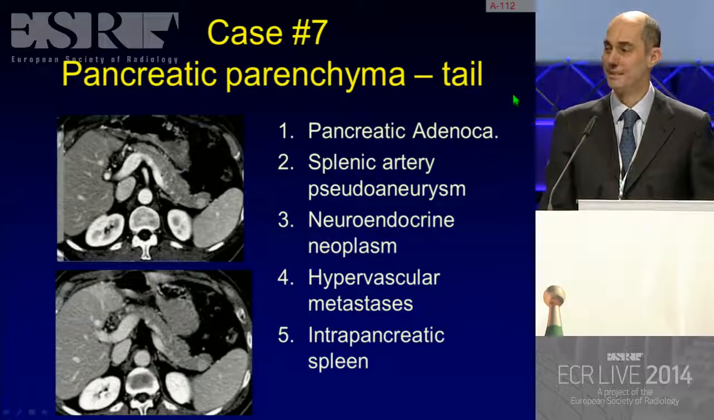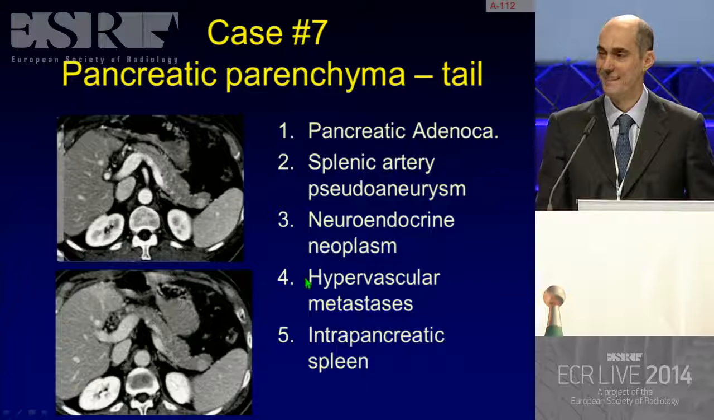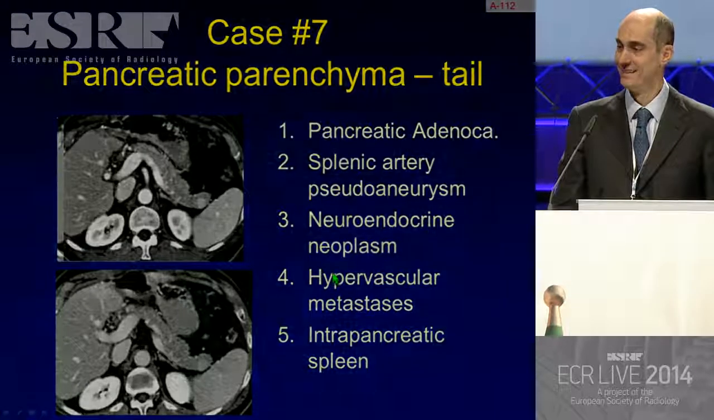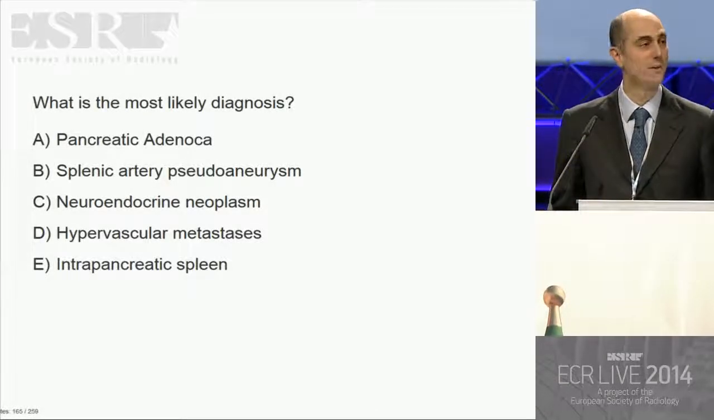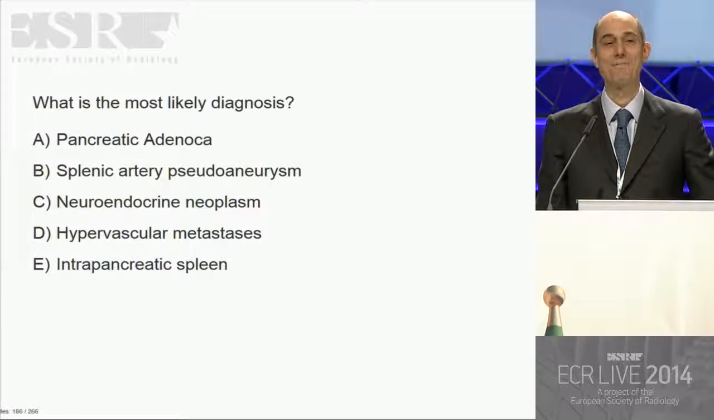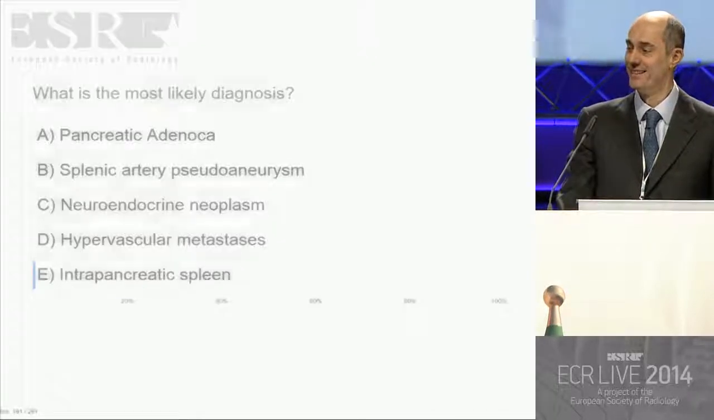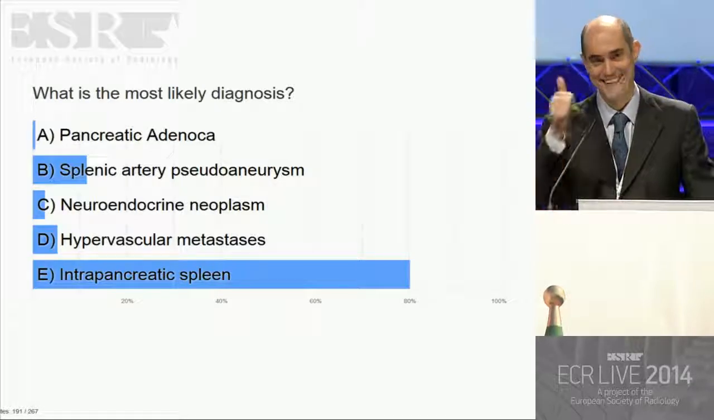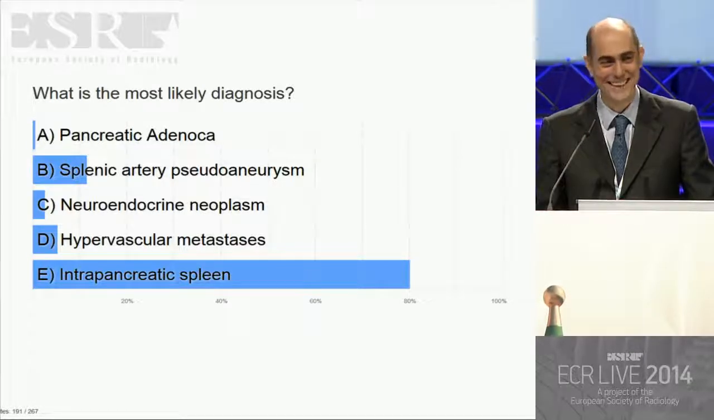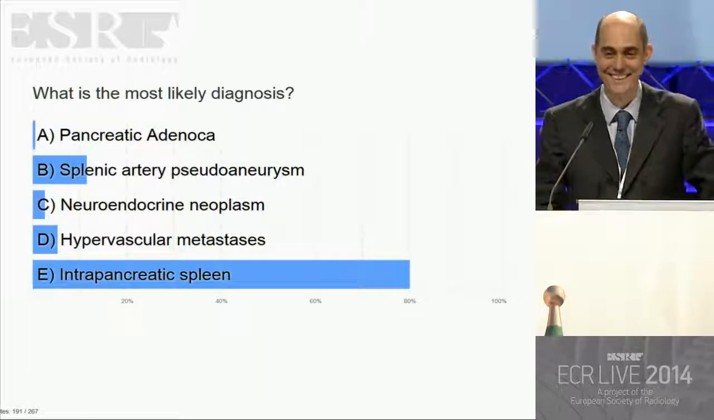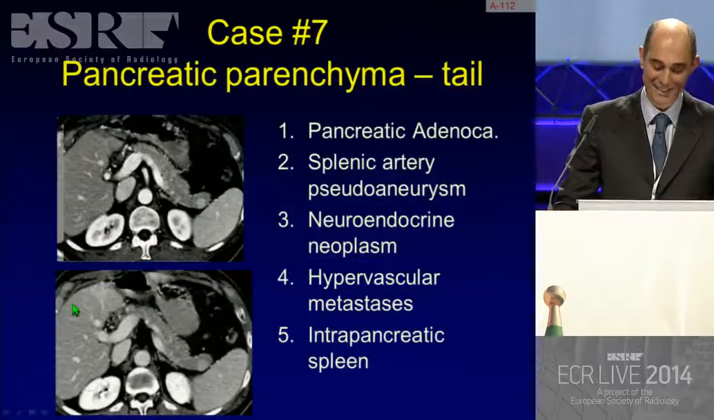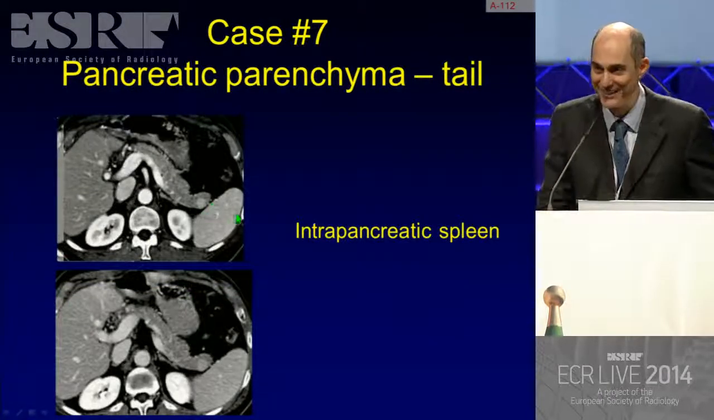May we have the voting system, please? Okay, again, do you think it's a pancreatic adenocarcinoma, splenic artery pseudoaneurysm, neuroendocrine neoplasm, hypervascular metastasis, or intrapancreatic spleen? Please, the answer is? Very good. You were very good. Congratulations. This is what it was: intrapancreatic spleen. Very good.